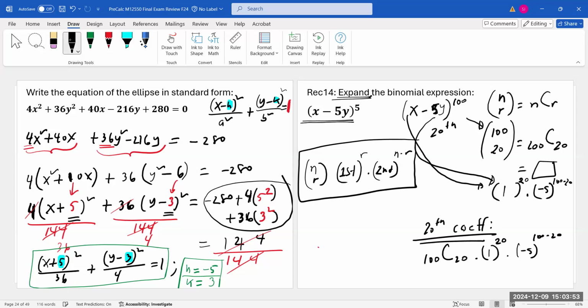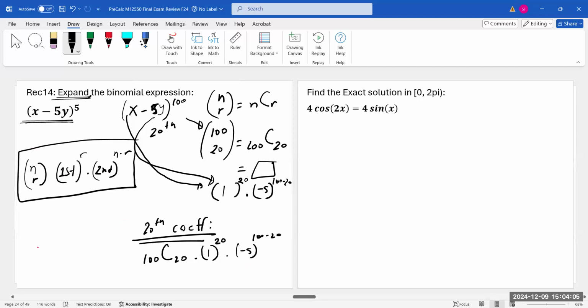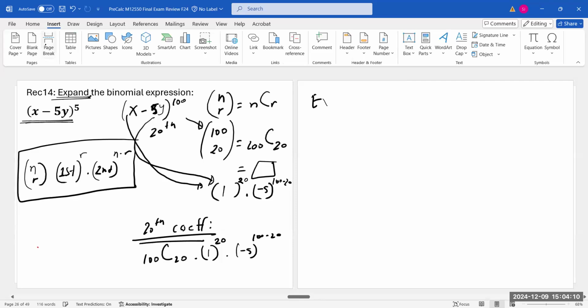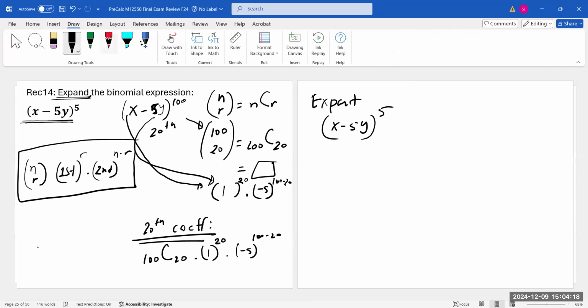It's specifically asking to expand this. So in your exam, you're going to get two of these. One is expanding and one is find the coefficient for some term. So I need to know both. So I showed you one. Now let me show you another one. How do we expand x minus 5y to the 5? Since this 5 is a small number, I would like to use Pascal's triangle because it's much easier than working with this coefficient formula.